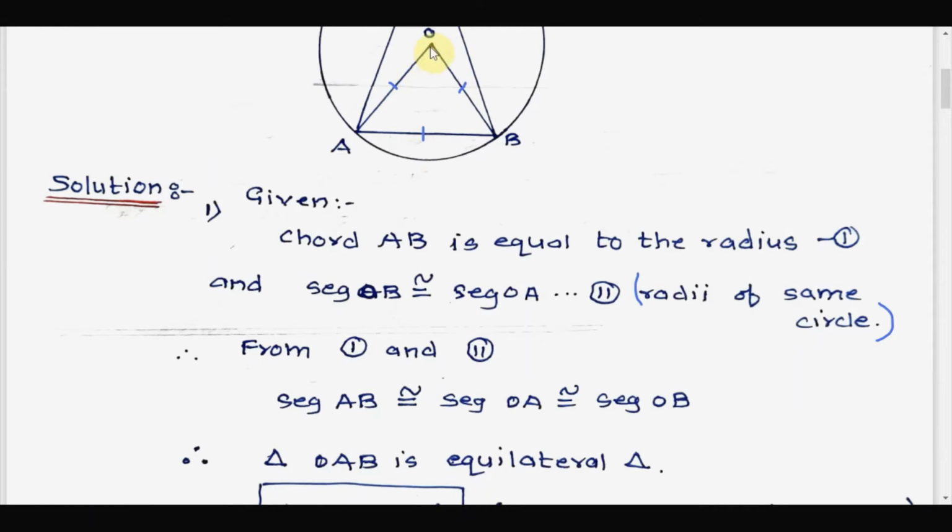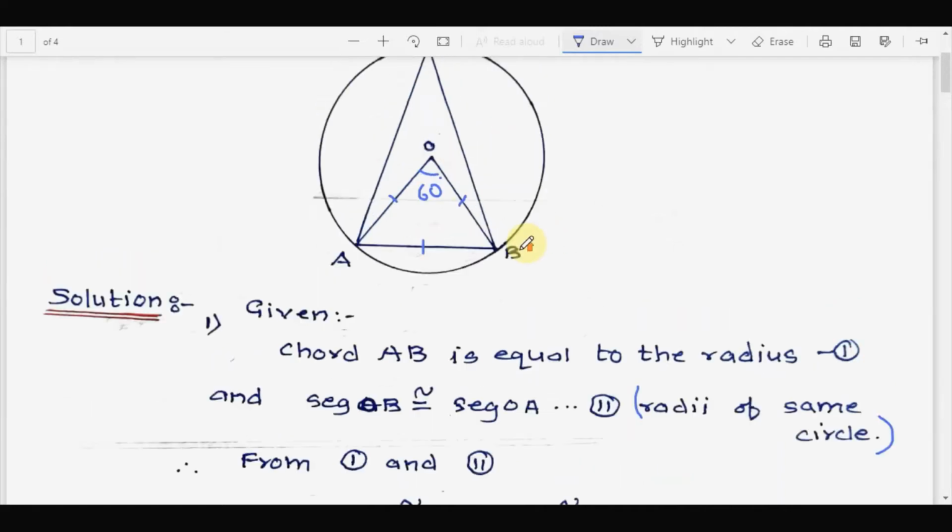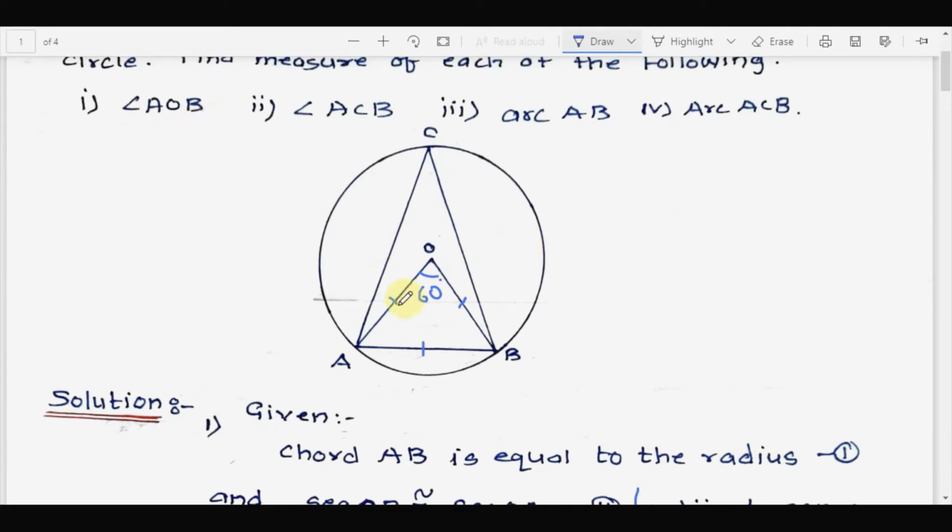So what have you proved first here? You have proved that triangle AOB is an equilateral triangle, then angle AOB is equal to 60 degrees. So this angle you got is 60 degrees. Is it clear to you all? Okay, the first part is over. AOB you found is 60 degrees. Now you have to find ACB.